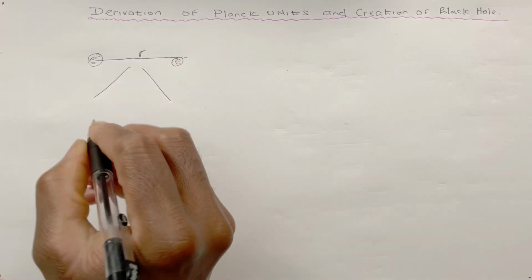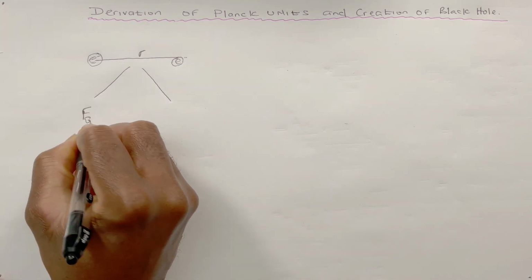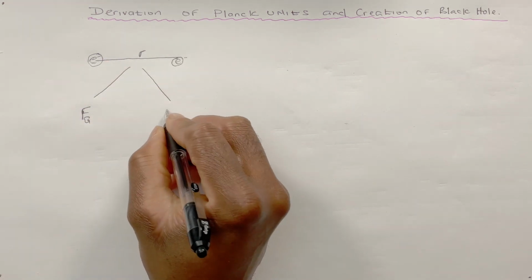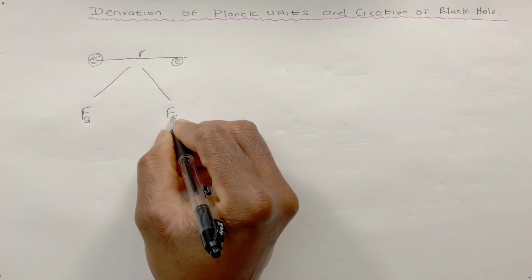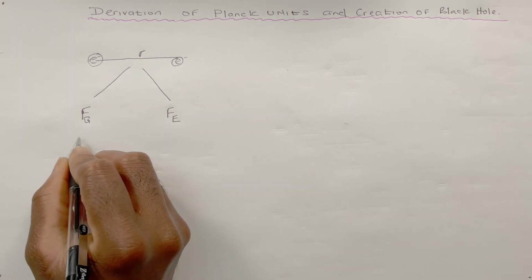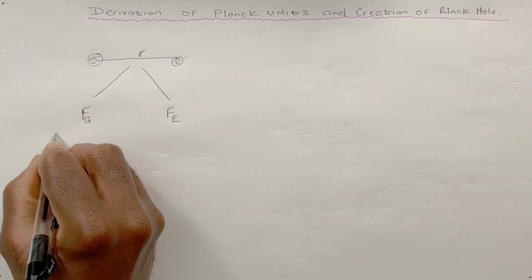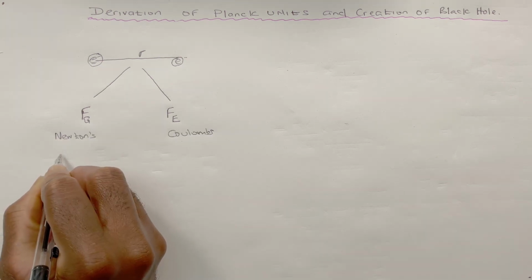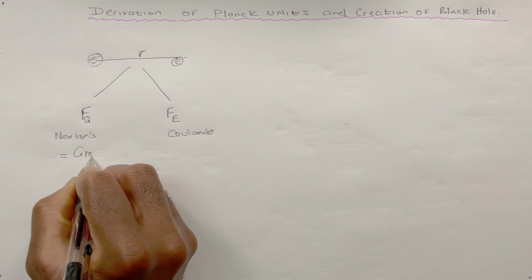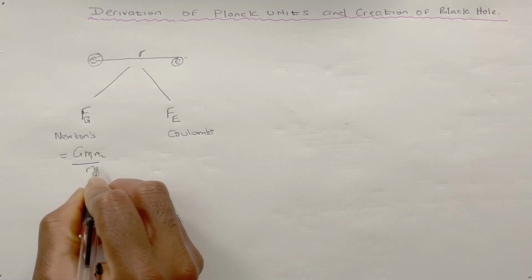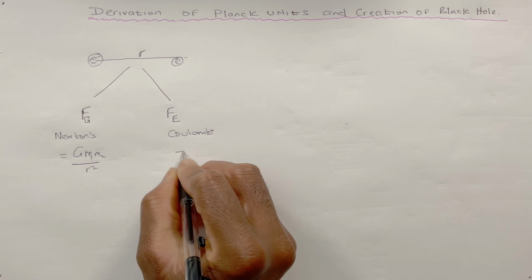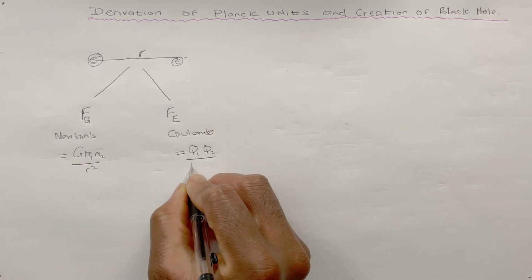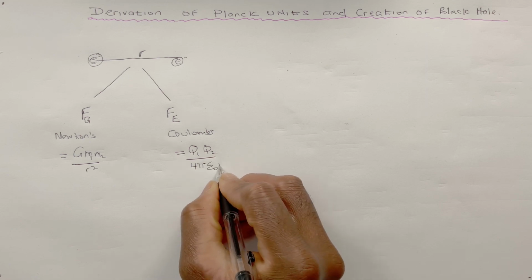The first one is to look at the gravitational force that's applied between the two electrons as you try to squeeze them in a small space, and the Coulomb's force, which is the electrostatic force. For the gravitational force, which is Newton's gravitational force, it is big G times m1 m2 over r squared, and for Coulomb's law it is equal to q1 q2 over 4 pi epsilon naught r squared, where q is the charge.